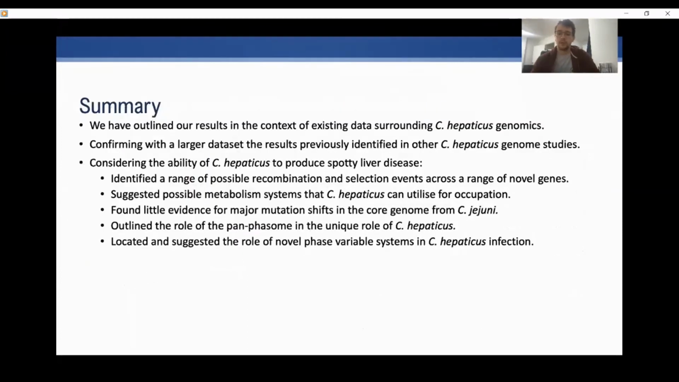So just to quickly summarize what I've been talking about, we've outlined some of the context of the data surrounding C. hepaticus, and we've linked in what we've done in the context of this research. So we've identified a few possible recombination selection events that occurred across a range of novel genes. It suggested the metabolism systems that C. hepaticus can utilize for occupation. And we outlined the role of phase variation in C. hepaticus invasion and how this might play a role in spotty liver disease.